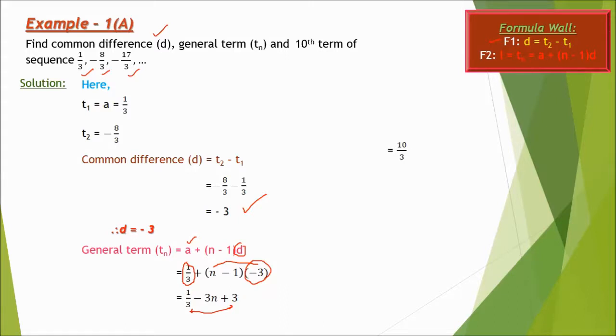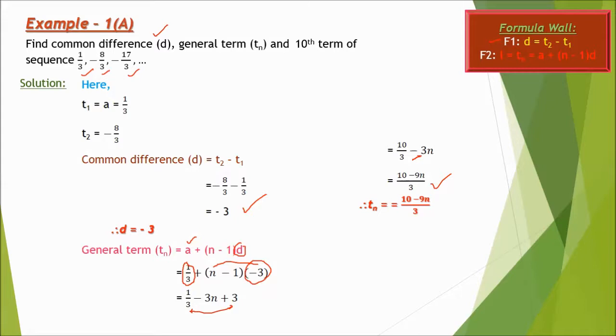You can use your calculator, 1 by 3 plus 3, minus 3n. And further I'm taking LCM, that is 10 minus 9n, because 3 multiplied with 3n will be 9n. Now this is our general term. Now Tn is equal to (10 minus 9n) by 3.